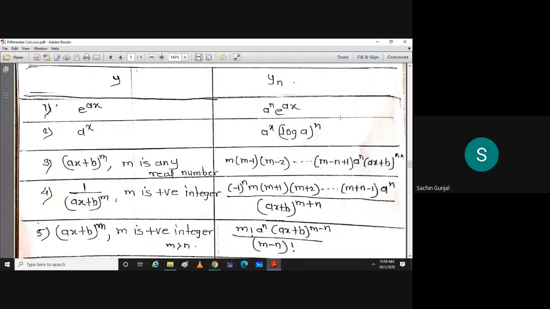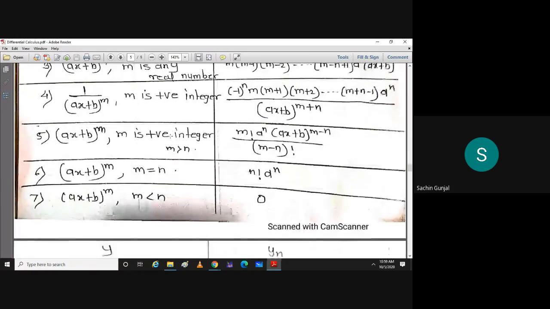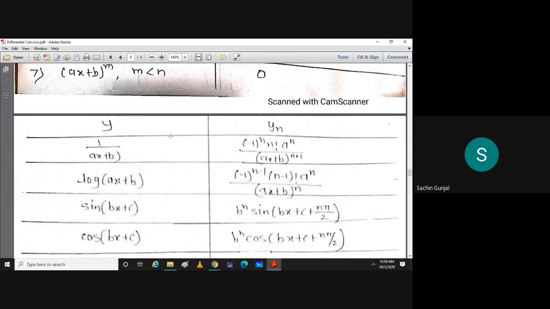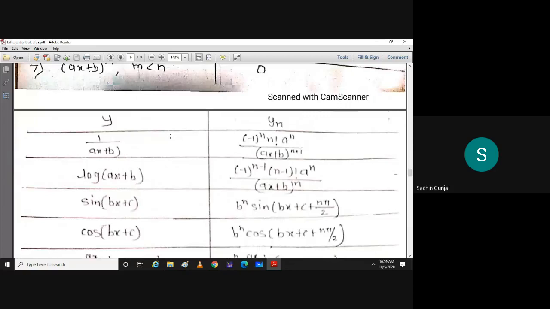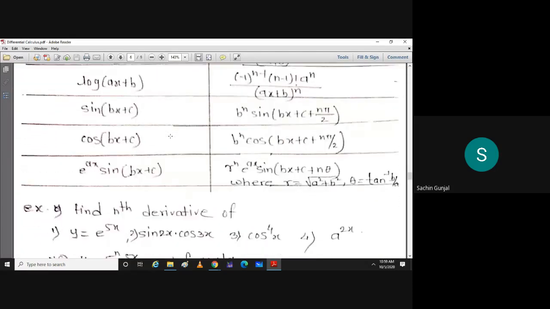So this is what we have mentioned in tabular form, that function and its nth derivative. I will not go into detail because I have already explained this and I have already shared this PDF with you. But keep in mind that you are going to use this while solving problems. Okay.